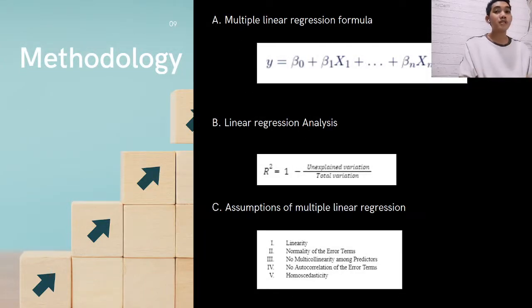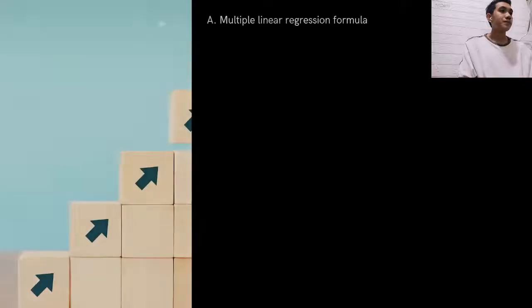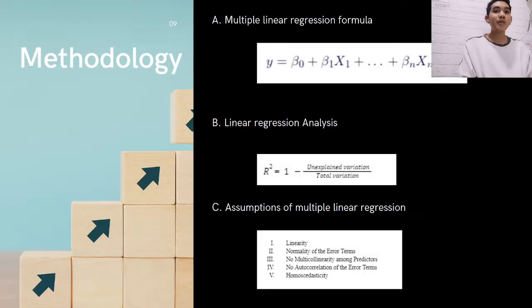The method used in this study is, first, the multiple linear regression formula. We have here y = b0 + b1x1 + ... + bnxn, where y is the predicted value of the dependent variable and b0 is the y-intercept. This is the value of y when all other parameters are set to 0.